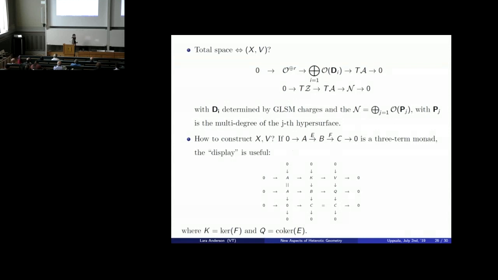Something that's going to be helpful is that given any monad sequence of this type, where again the maps compose to 0, as I mentioned before, and you define the vector bundle as the kernel mod M, you will have associated to it a display of the so-called monad, where you can build relationships between the kernel and cokernel of these maps. We'll return to this in just a second.